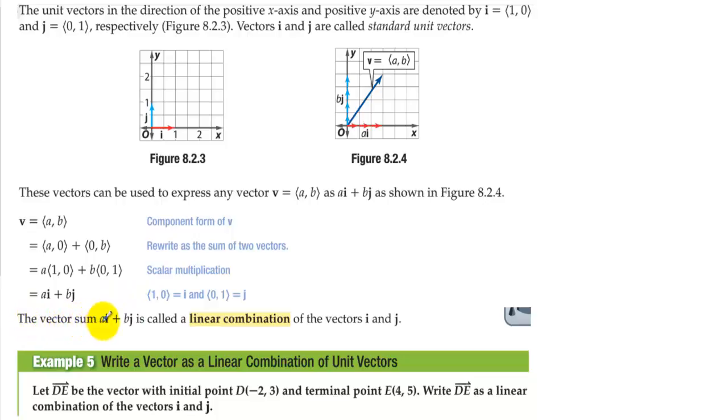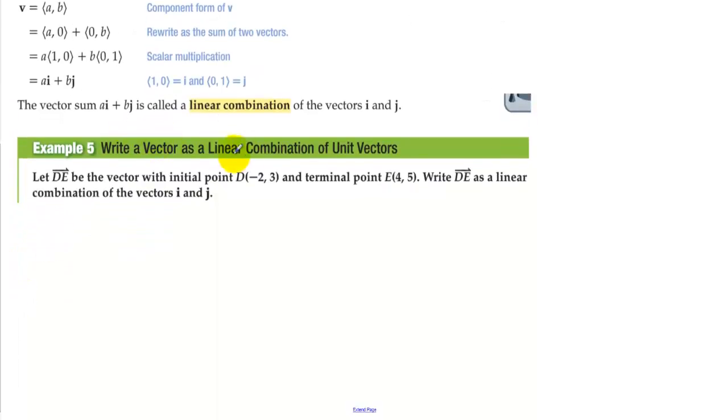The vector sum ai plus bj is called a linear combination of the vectors i and j. So that's the terminology that we need there, linear combination. Example 5, write a vector as a linear combination of unit vectors. Let vector DE be the vector with initial point negative 2, 3 and terminal point 4, 5. Write DE as a linear combination of vectors i and j.